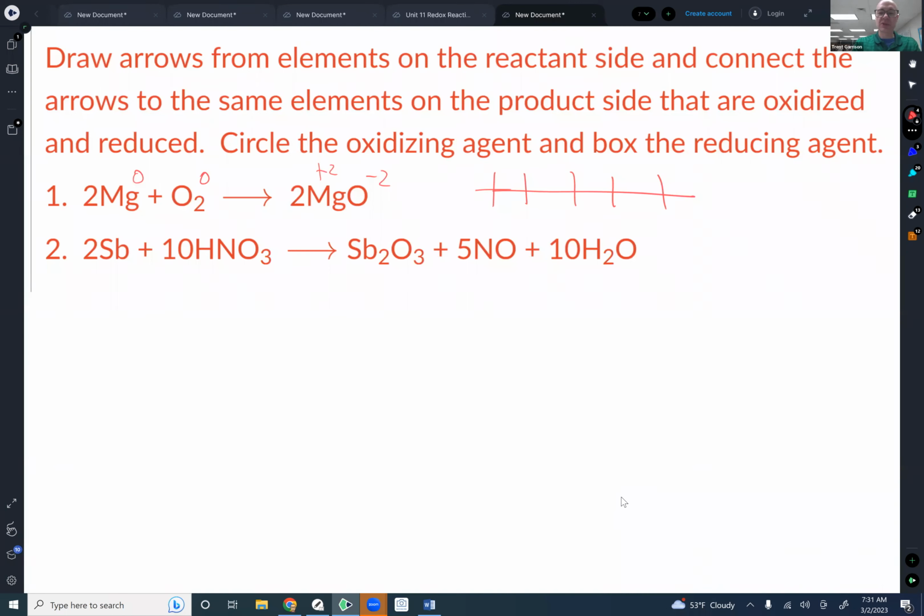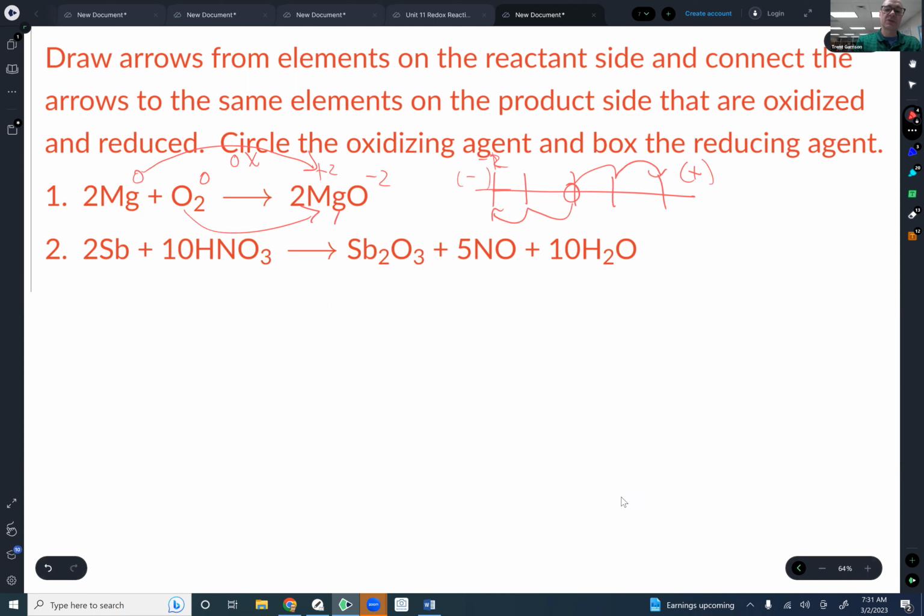So magnesium starts at 0 and it goes to +2. That means it's becoming more positive. Well, that means that this process has gone through oxidation. On the other hand, we have oxygen that went the opposite way. It went to the -2, and that means that it's becoming more negative. So this process is reduction. So what that means is our magnesium is the reducing agent and our oxygen is the oxidizing agent.